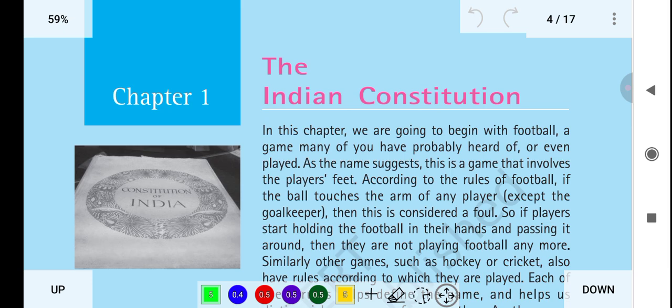This is chapter 1, the Indian Constitution. This chapter discusses the concept of constitutive rules in a society such as football and hockey. It discusses the Indian Constitution. Actually, a comparison has been shown between how the rules are there and how we follow the rules in sports and what rules are there in our Constitution of India. Okay, so it discusses the Indian Constitution, a written document formulated through consensus and often available in written form. The chapter explores the key features of the Constitution, which are crucial to the functioning of democracy in India.